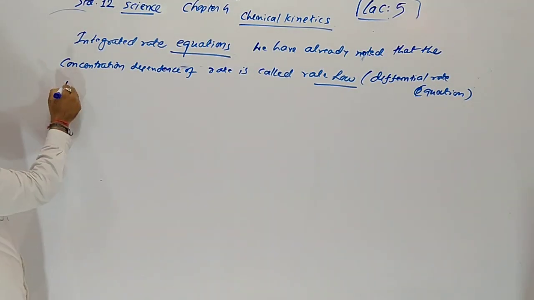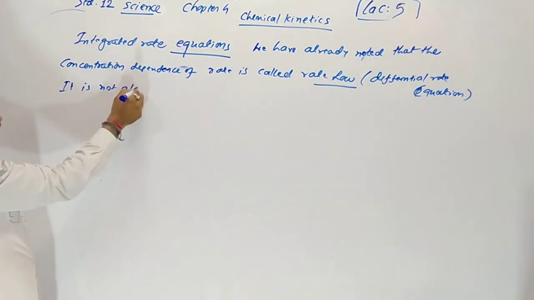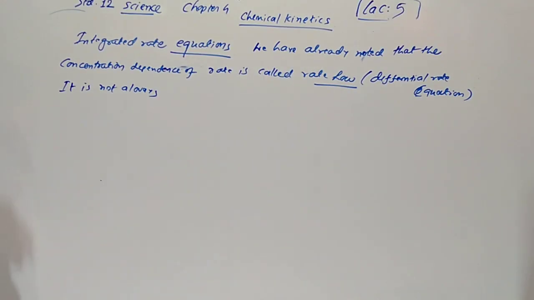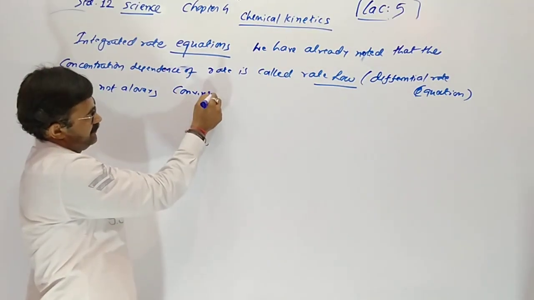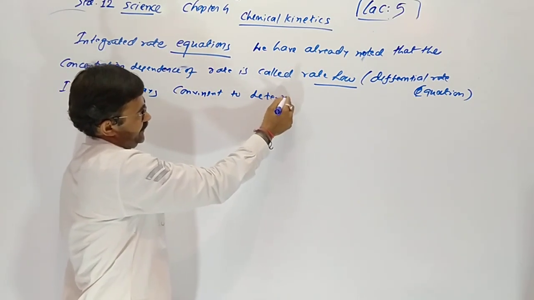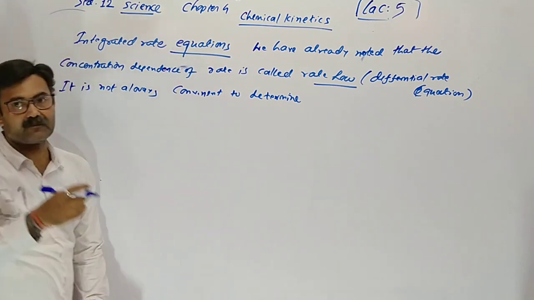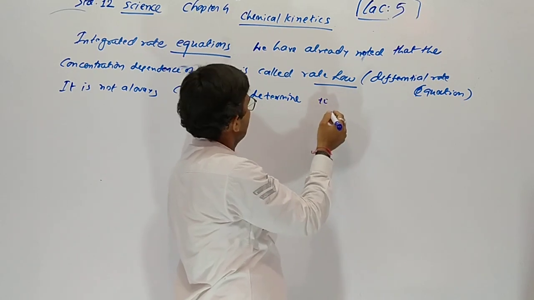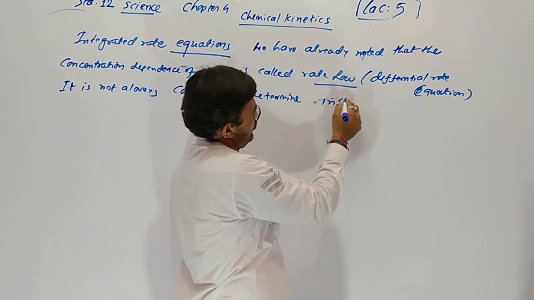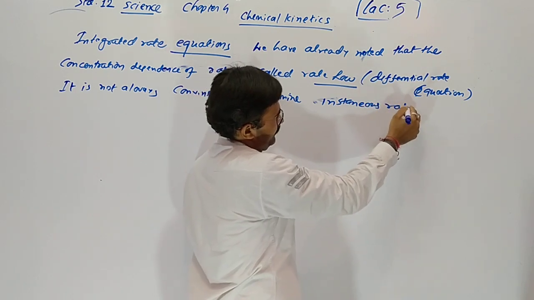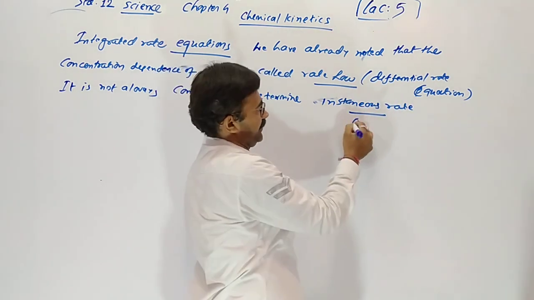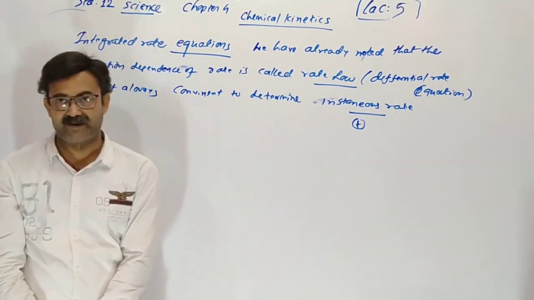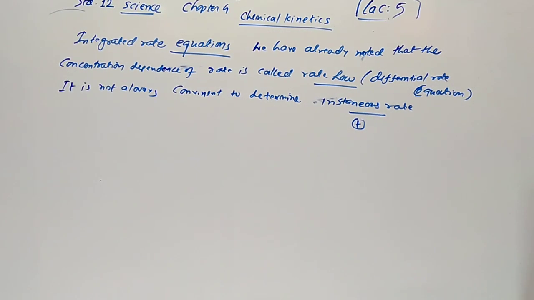It is not always convenient to determine the instantaneous rate. What is instantaneous? At a particular time, not between an interval of time. 5 to 10 seconds, that means exactly at the 5th second, 7th second.